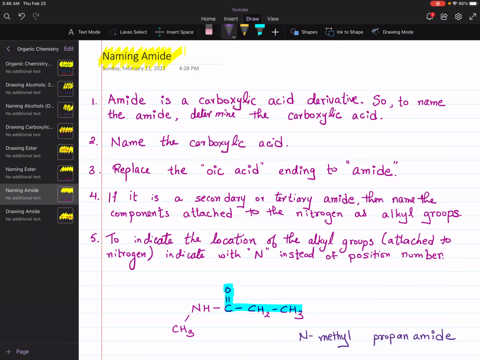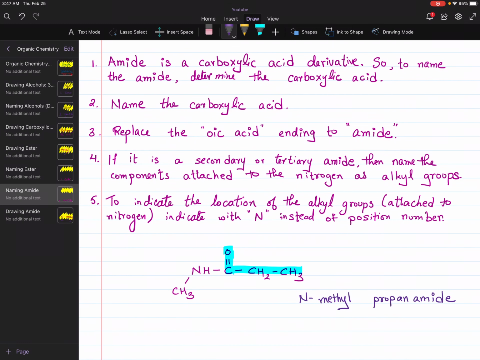In this case, if you had to identify which amide it is, this one is going to be a secondary amide. The way we can tell it's a secondary amide and not a primary amide is because there are two pieces or two branches on the nitrogen, and if there was only one carbon chain attached to the nitrogen, that would be a primary amide. Two carbon chains attached to the nitrogen is secondary, and three carbon chains attached to the nitrogen would be considered a tertiary amide.